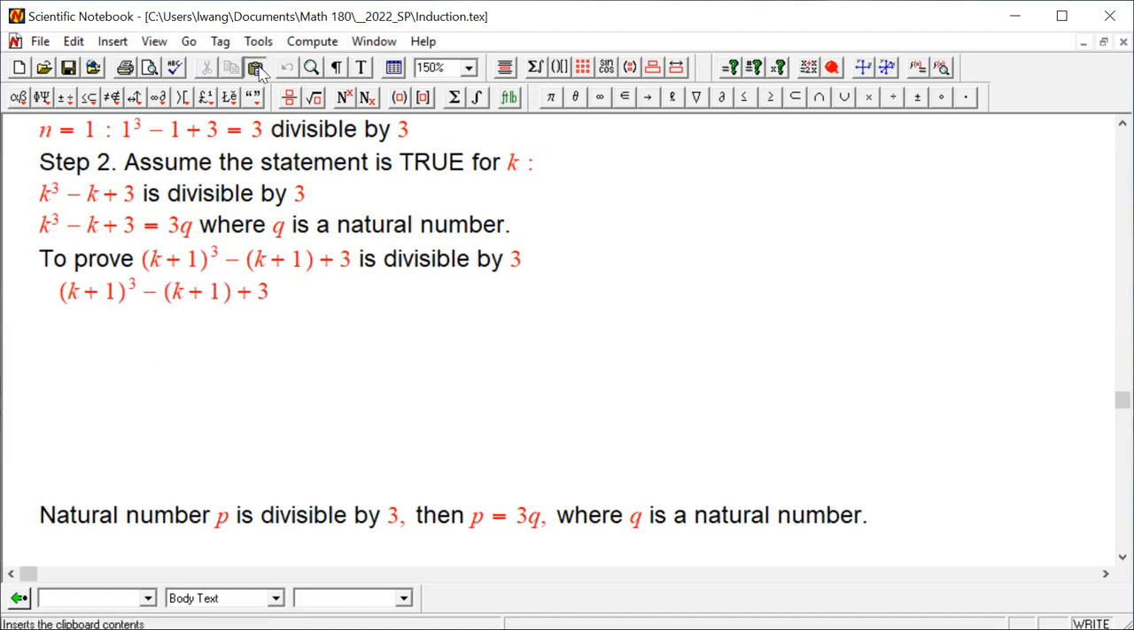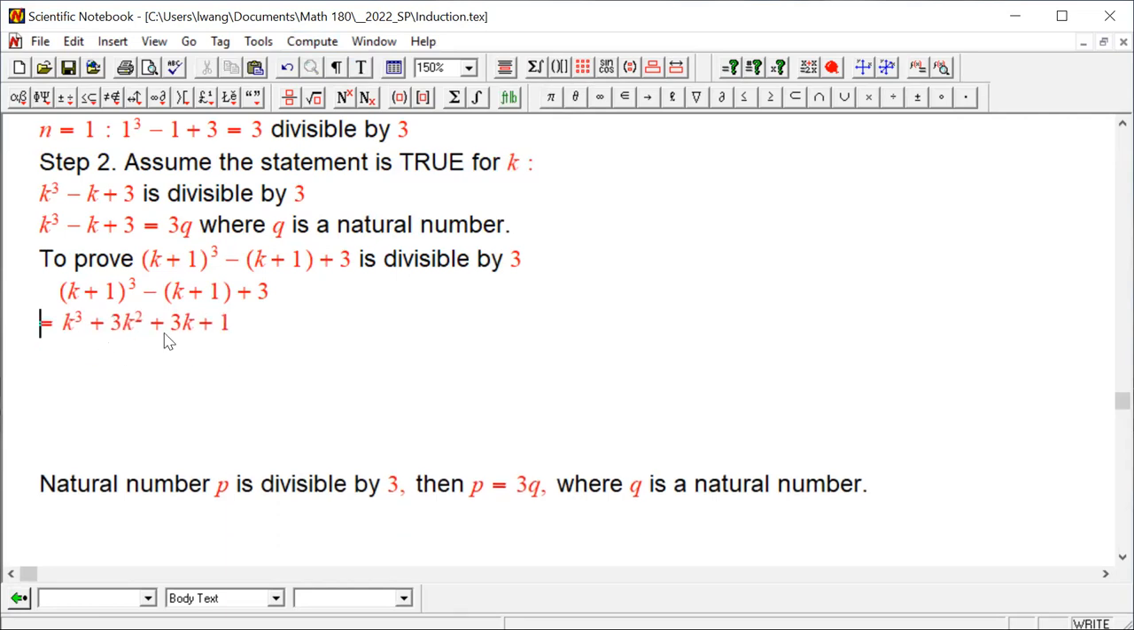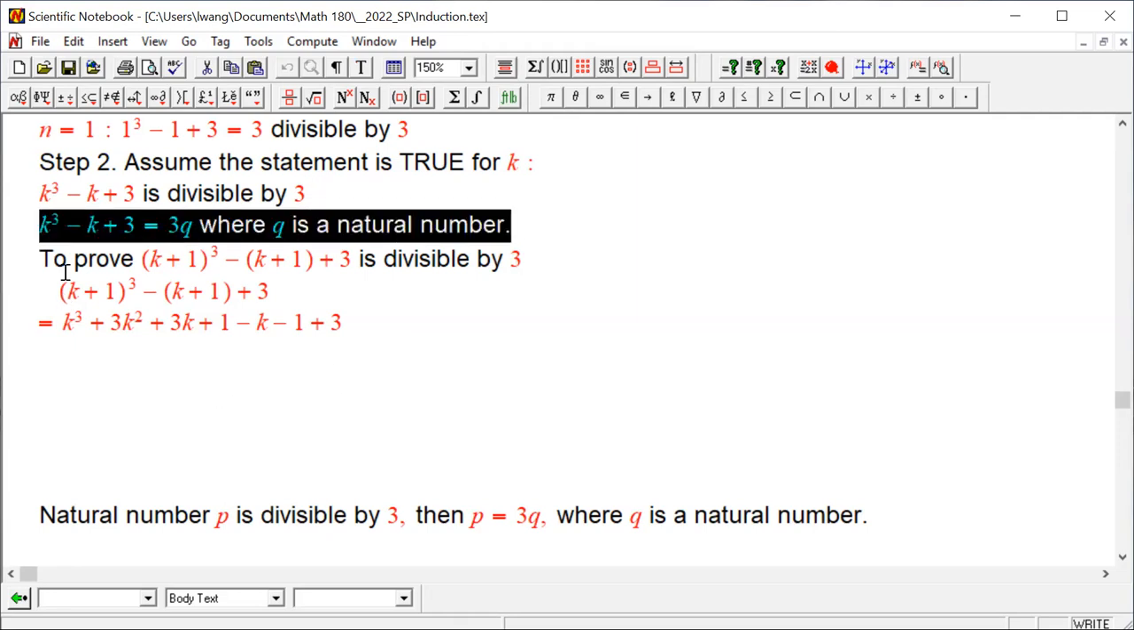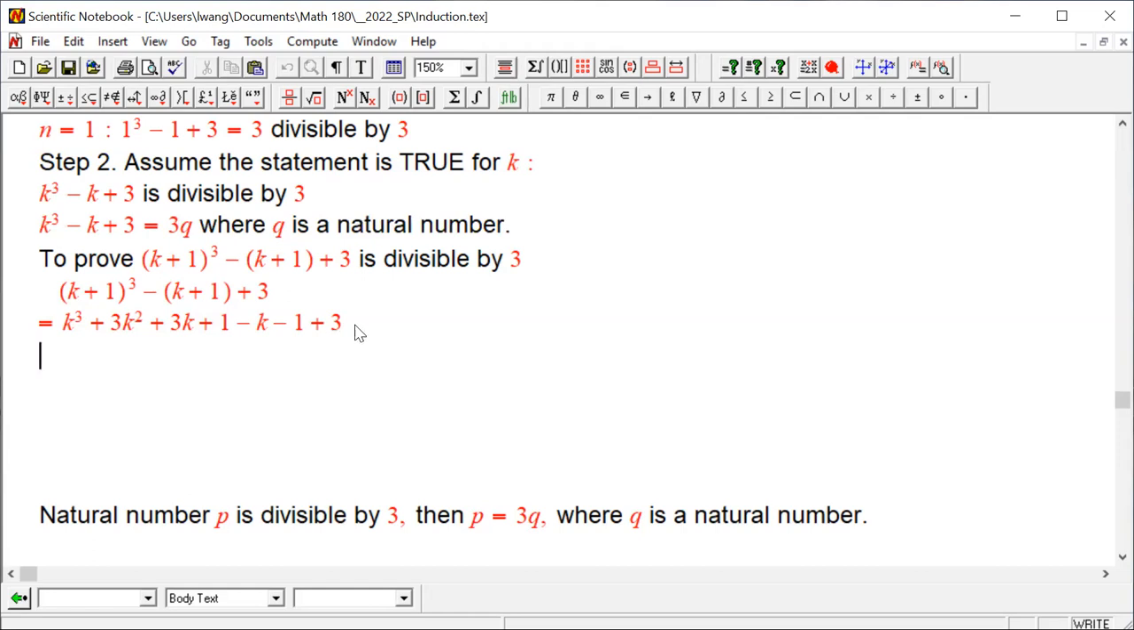You may like to pause the recording just to expand this, and I'm going to take a shortcut. So the next step is going to be this piece, right? So this cubed is equal to that. So I have a minus k minus 1 plus 3, knowing that we're going to use this fact from the assumption, and we're going to make that case happen. And we will have k to the power 3.